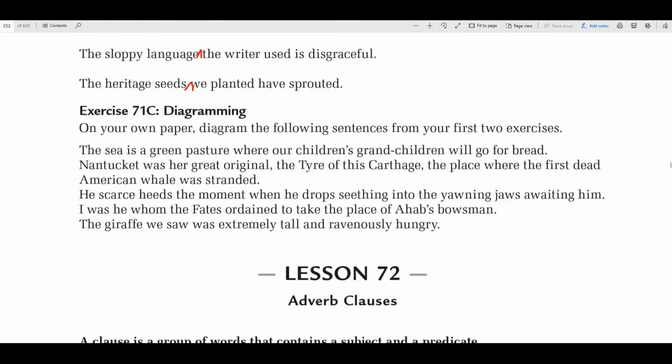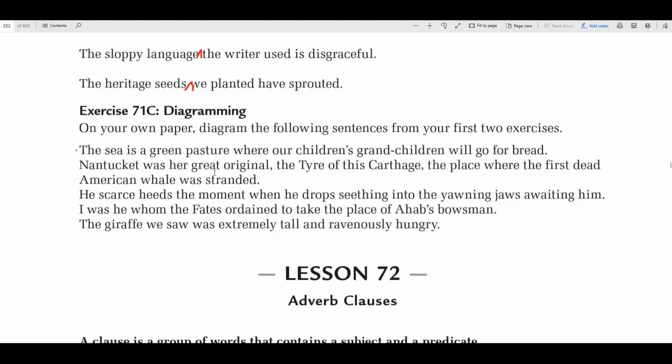So, on our own paper, diagram the following sentences from your first two exercises. The sea is a green pasture where our children's grandchildren will go for bread. That's the first one we're going to do. The second one's a little bit long. All right, so let's do this one.